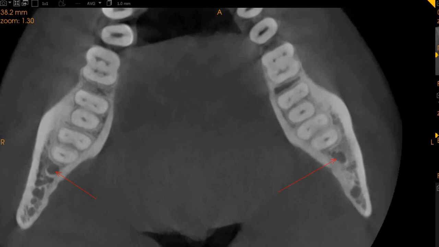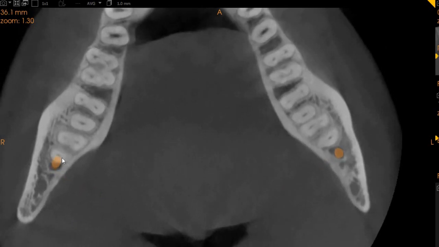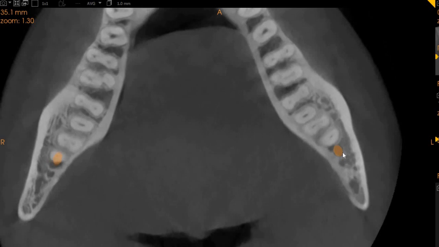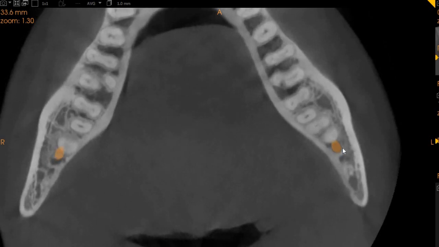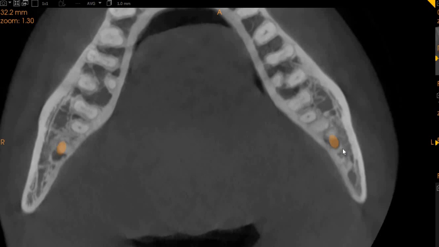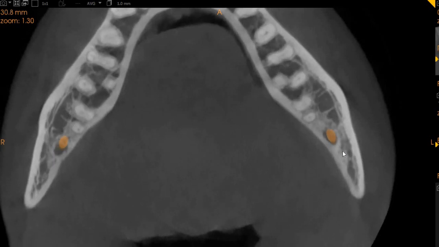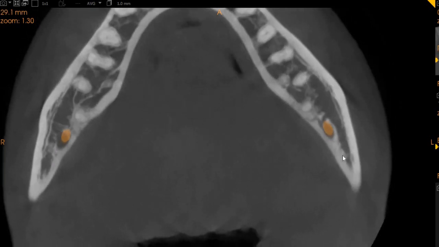Now, if you keep on looking at them and how they get closely associated with the nerve, you will be able to see with the tooth. And as we are moving inferiorly, both these canals get compressed by the distal roots of the wisdom teeth, and also by the mesial root on the right hand side.